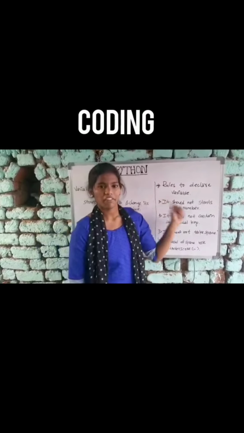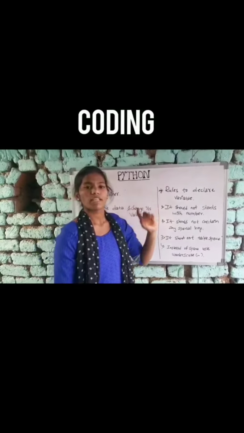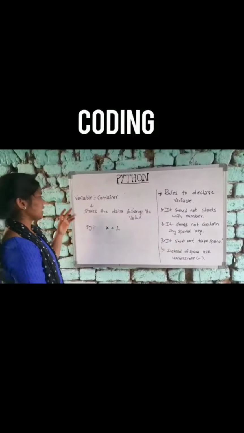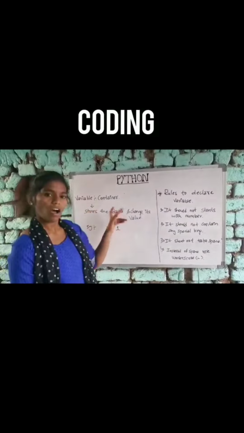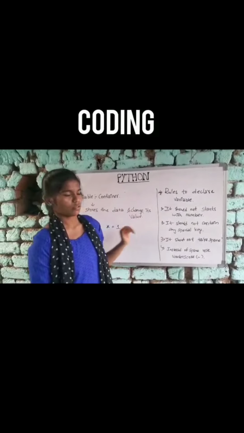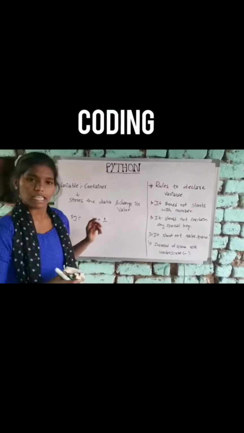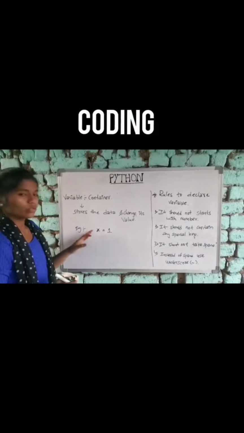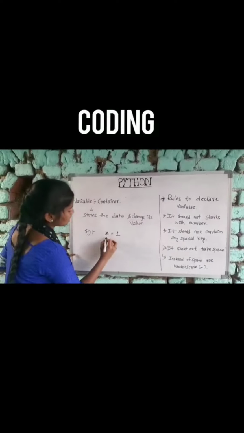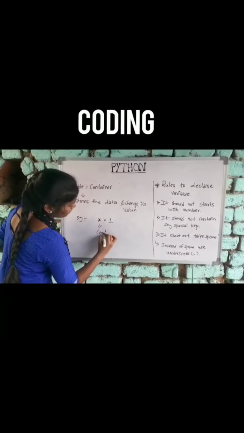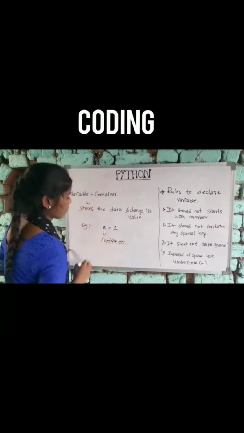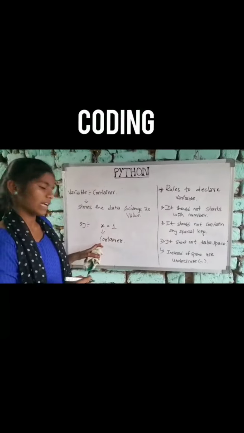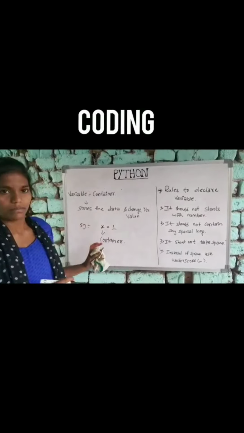Now rules to declare variable. Before going to rules, first of all, what is a variable? Variable is nothing but a container. A variable stores the data or else changes its value also. Let's see an example. x = 1. Here 1 is stored in variable x. That's why x is called a container. Here x stores 1, that's why we can call it a container or else variable.